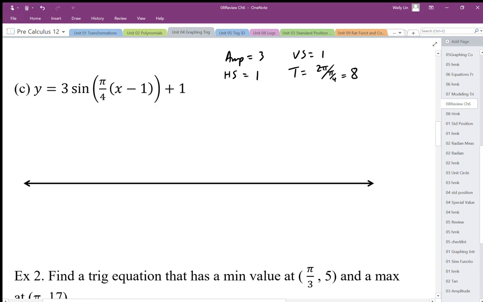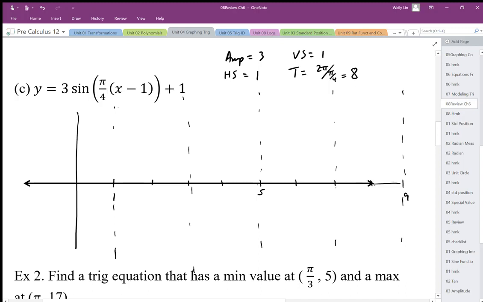So when I draw on this graph, I'm going to put my x-axis here, my horizontal shift of 1, 2, 3, 4, 5, 6, 7, 8, 9. Okay, so there's my start, my end. Halfway between 1 and 9 is 5, so 5 is right there. Halfway between 1 and 5 is going to be 3, and notice that each quadrant is going to be 2 units. So it goes 1, 3, 5, 7, 9.